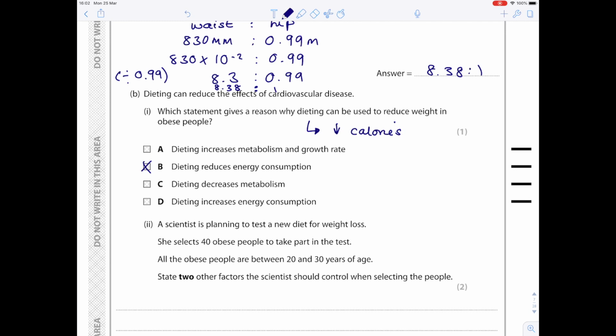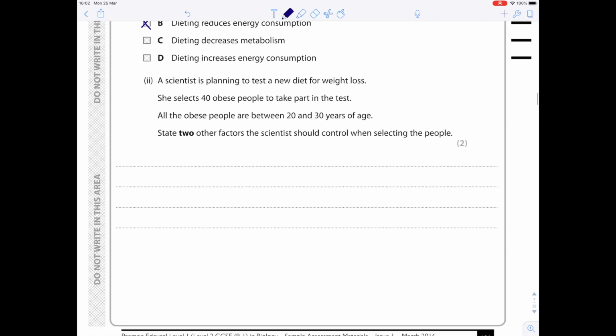C. Dieting decreases metabolism. If it did that, then you'd become larger as a result of dieting. D. Dieting increases energy consumption. No, you're taking in less food, so that wouldn't be correct either. Part 2.